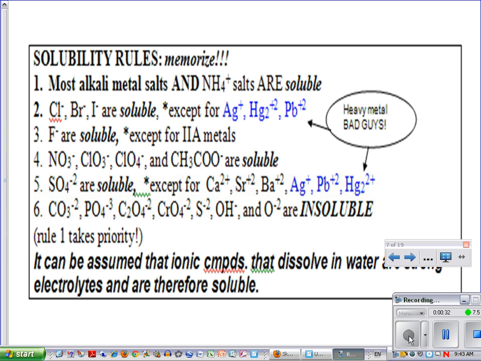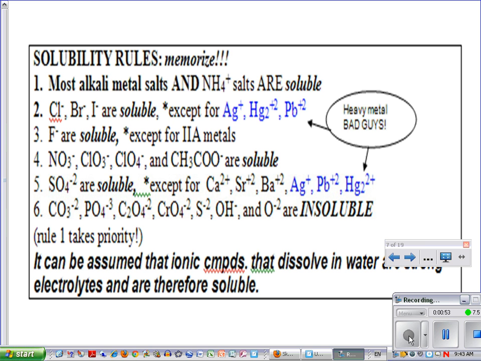But one of the most important things this year that you need to really, really memorize, and you're going to be relying heavily on this information, are these solubility rules. I'm going to combine a few. I don't necessarily like how these are put together, but it was the only electronic one I had that I liked.